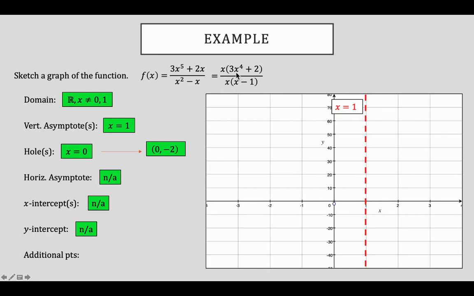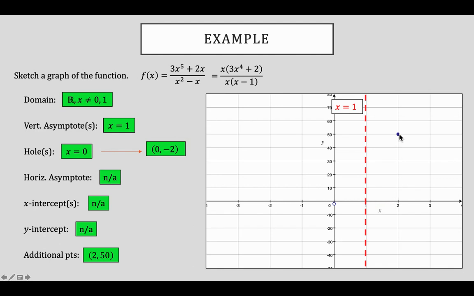All right, if I plug in 2 for x, 3 times 2 to the 4th power plus 2, that gives me 50 divided by 2 minus 1. 2 minus 1, well, that gives me 1. And so 50 divided by 1 gives me 50. All right, I have the point (2, 50). (2, 50), that's going to be up here.